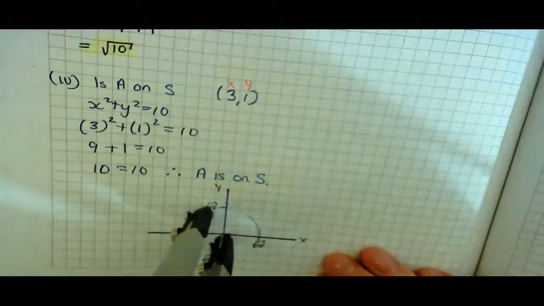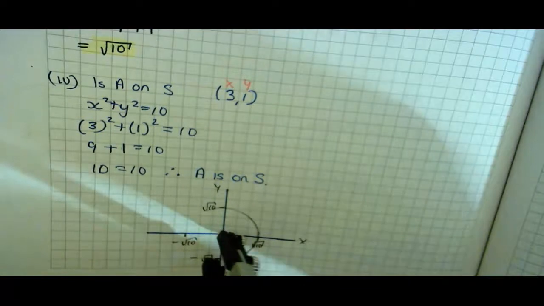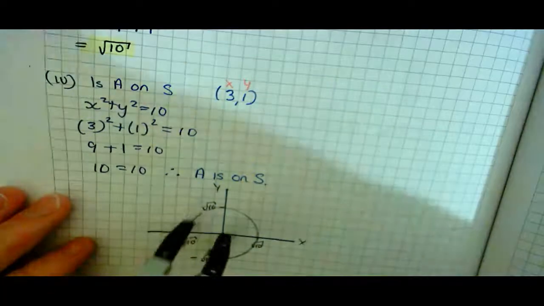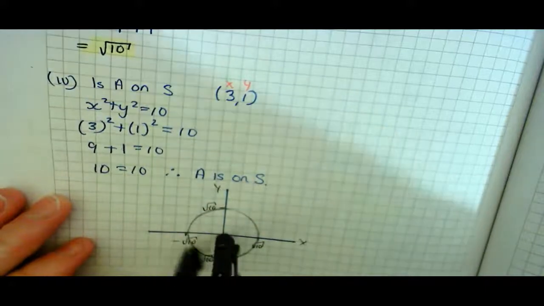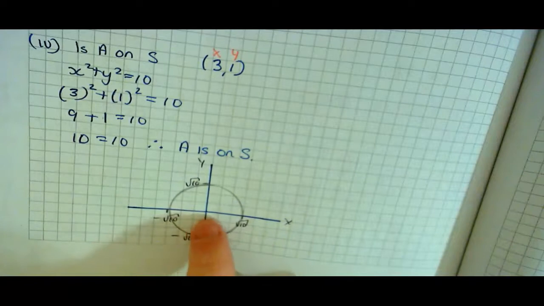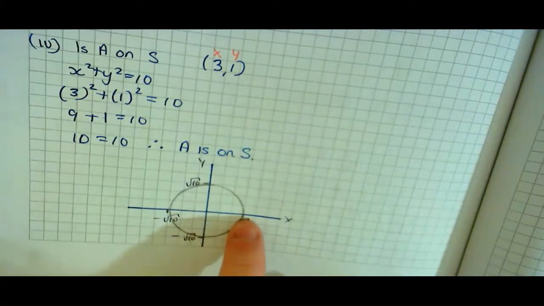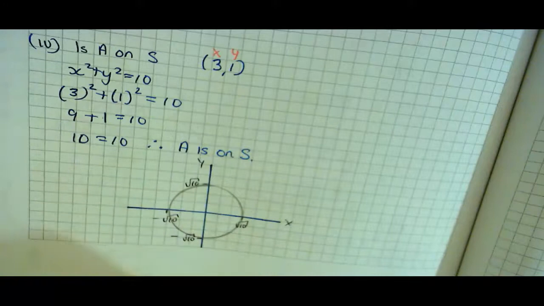And I just swing it around, so it's a bit small here, but so there we go there. Okay, so root 10, put my compass spike there, bring my pencil out to root 10 and just swing it all the way around. So my radius is root 10. So there's my circle.